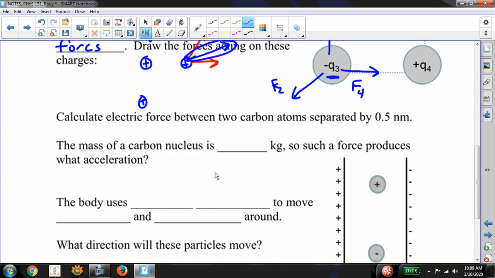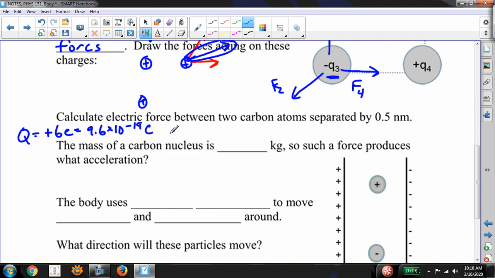In your book they do this, but we can calculate the electric force just to give you some sense of reference between two carbon atoms that are separated by a distance of 0.5 nanometers. Carbon has a charge of plus 6e. That means that it has a charge of 6 times 1.6, which is 9.6 times 10 to the minus 19 coulombs. That's the charge of a carbon atom.